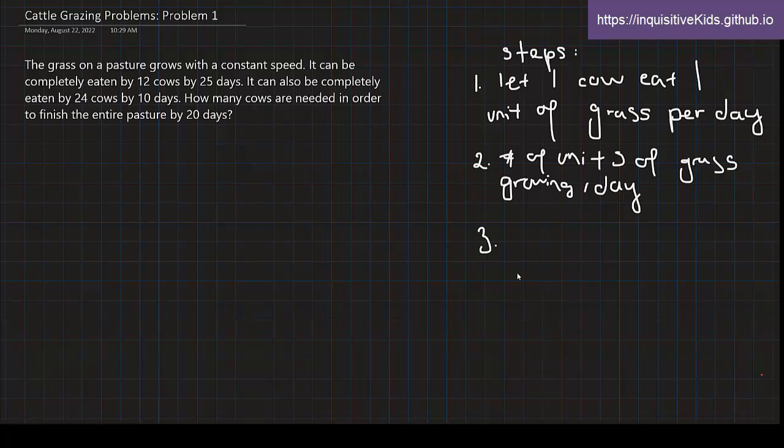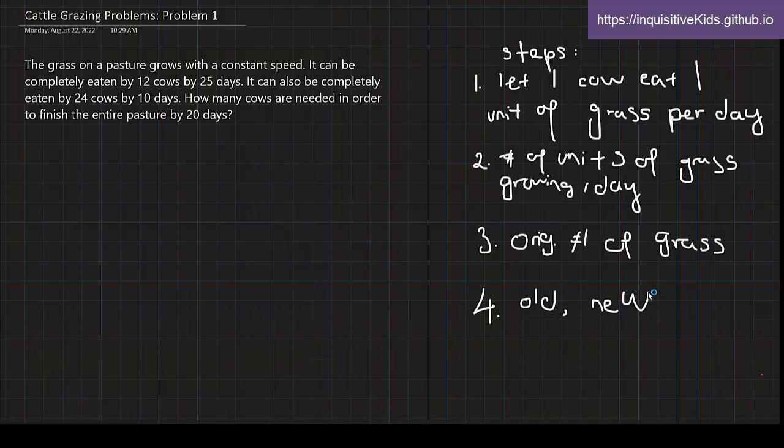The third one is find the original amount of grass. So this is basically the 3 steps that we usually take to solve the problem, and number 4 is to get the values in, by splitting the amount of cows into old cows and new cows. And I'll explain what it means. There's a lot of abbreviations here, so I'll go over it again.